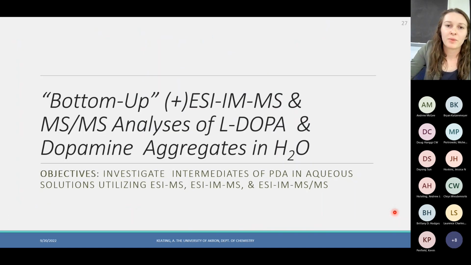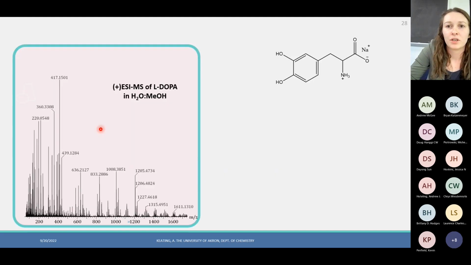We tried looking at different bottom-up techniques by essentially observing the auto-oxidation of dopamine and L-DOPA in water. If you just sit them in solution, in a day or two they will start to form black precipitates and then become entirely insoluble in the initial aqueous solution. So what I'm going to present is the bottom-up analysis of L-DOPA using ESI ion mobility mass spec, as well as tandem mass spec of aggregates that form from solution.